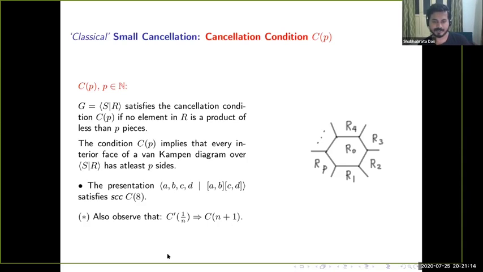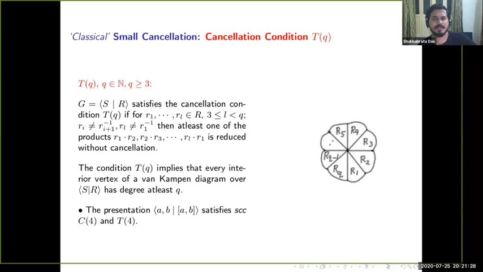So that's obvious, because any piece has to be less than 1/nth of the relator. So there has to be at least n plus 1 pieces to give you a relator as a product.